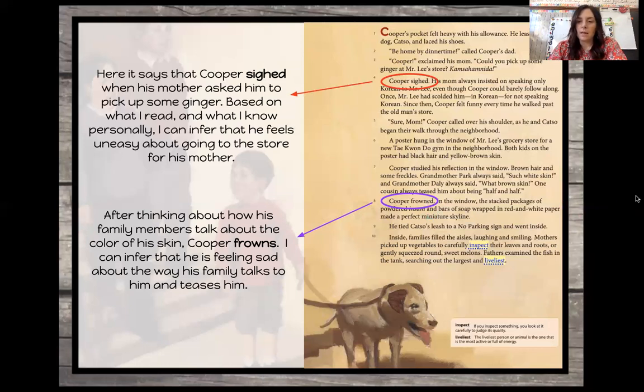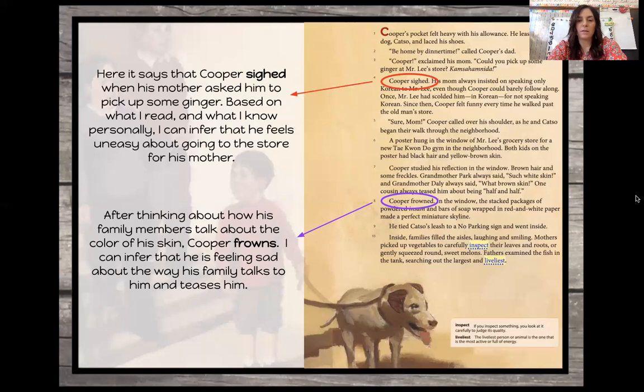In the window, the stacked packages of powdered soup and bars of soap wrapped in red and white paper made a perfect miniature skyline. He tied Katso's leash to a no parking sign and went inside. Inside, families filled the aisles, laughing and smiling. Mothers picked up vegetables to carefully inspect their leaves and roots or gently squeeze round sweet melons. Fathers examined the fish in the tank, searching out the largest and liveliest.